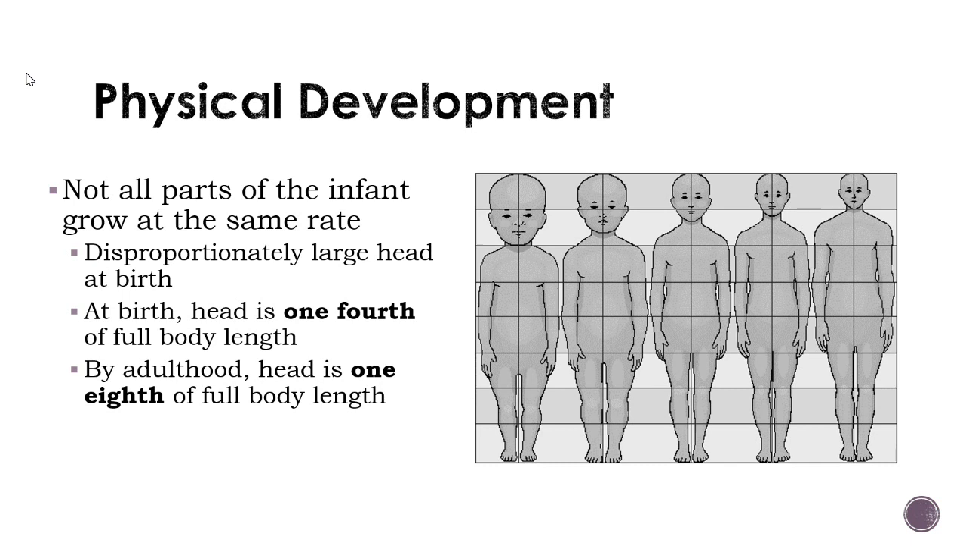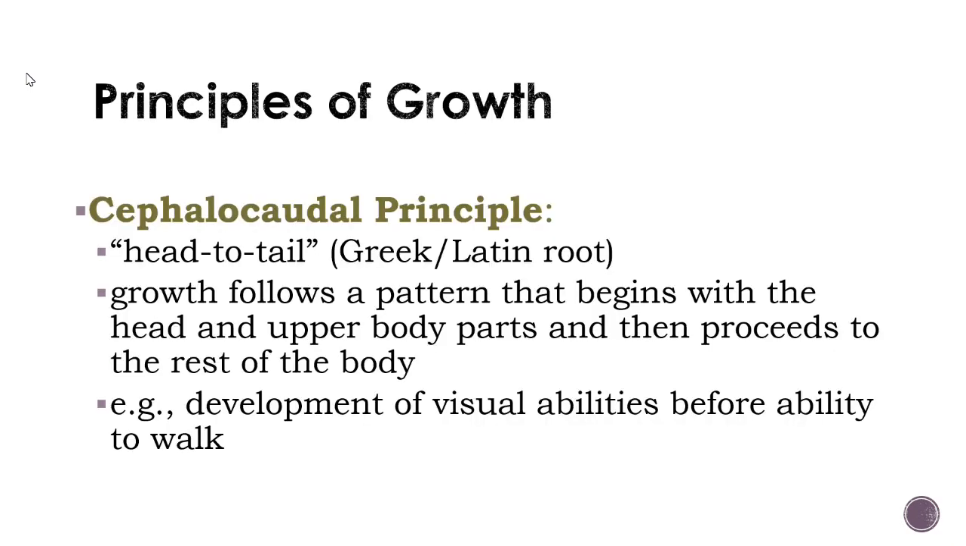And if you think about what if a baby were born with the same proportions as an adult human? What if their head was 1/8 of their body instead of 1/4? They would look rather strange and maybe a little less cuddly, if you will. So this is one of the unique aspects of infant physical development. Now let's talk about the different principles of growth that infants use, or not just infants, human beings. First of all, we have the cephalocaudal principle.